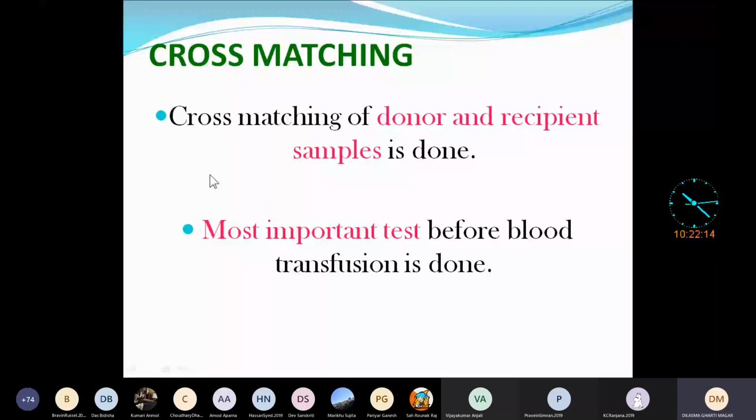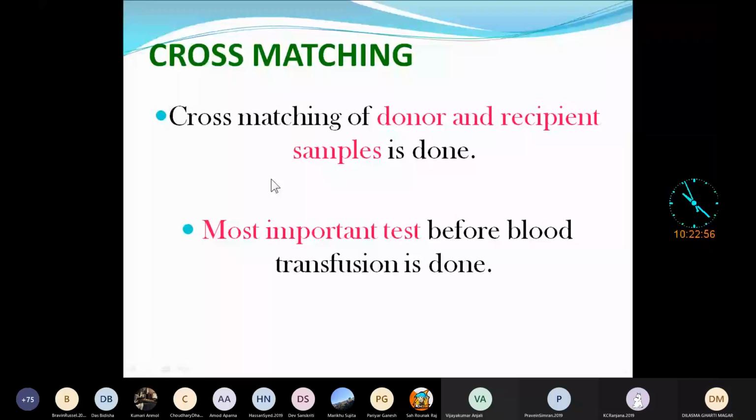Cross matching means cross matching of the donor and the recipient sample. Whenever we want to give blood to a patient, we have to do the cross matching. The donor's blood and the recipient's blood are both taken, and we mix them up and see whether it is matching or not. If the RBCs are not agglutinated, the blood is matching. If the RBCs are clumping and agglutinating, the blood sample is not matching, so in those cases we will not give the blood.